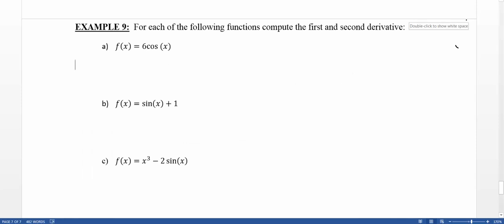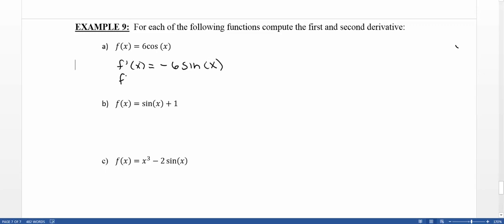Example 9. For each of the following functions, compute the first and second derivatives. So let's start with 6 times cosine x. The constant multiple rule works for all derivatives we're going to be looking at. If you have a constant times a function, the derivative will always be that constant times the derivative of the function. So here, we said the derivative of cosine was negative sine. So we have 6 times negative sine, which is negative 6 sine x.